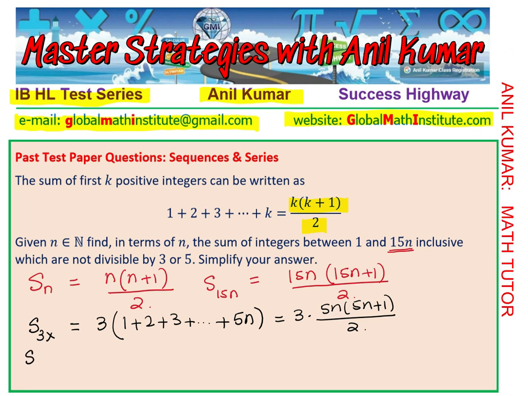How about the sum of numbers which are multiples of 5? Well, if I factor out 5, I will get 1 plus 2 plus 3 plus so on. 5 times 3 is 15, right? So remember, the last number is not 15n now. It is divided by 5. And this is 5 times 3n times (3n plus 1) divided by 2. Is that clear to you?